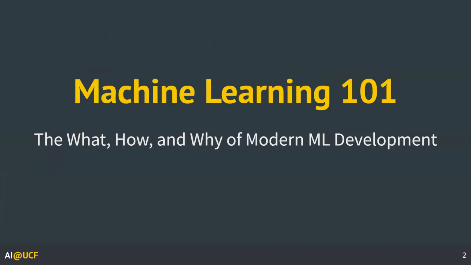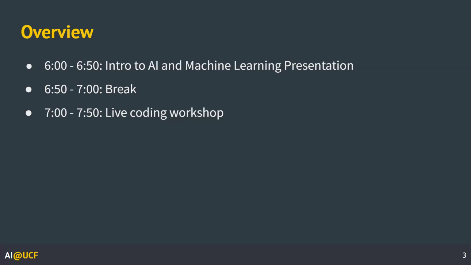going to be covering Machine Learning 101, the what, how, and why of modern machine learning development. To give a short overview, tonight we are first going to spend the first 50 minutes giving a presentation on an introduction to what AI and machine learning is. Then we're going to take a 5-minute break so I can rest myself. And then for the last portion of the workshop, we will do a live coding workshop where I will show you how AI actually works in code and you can write your own AI.